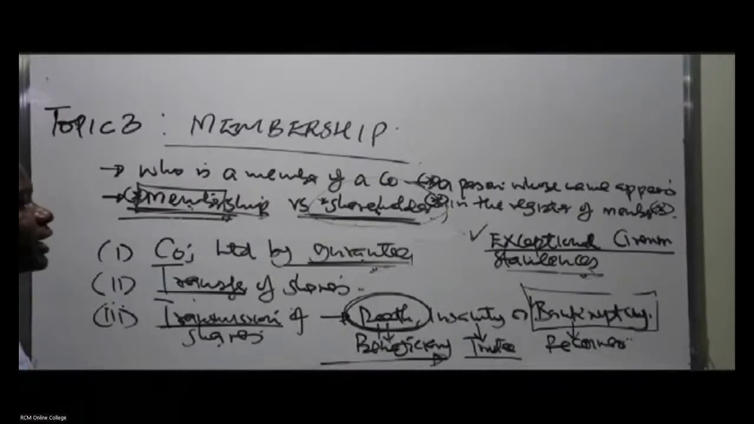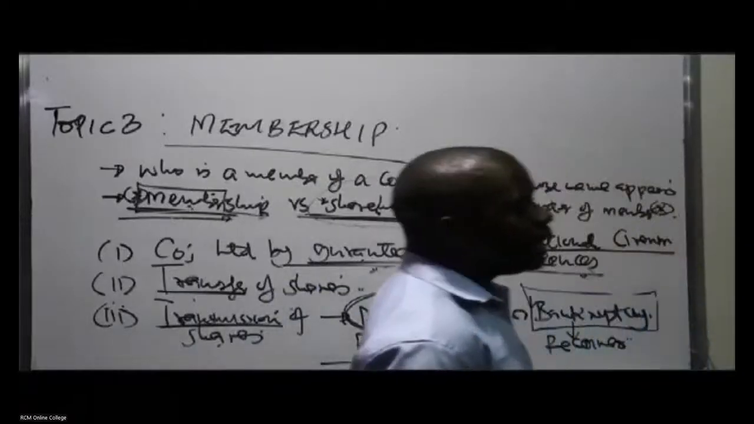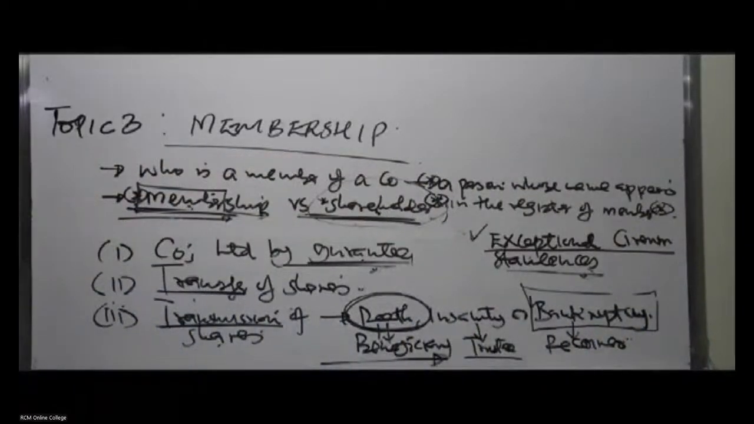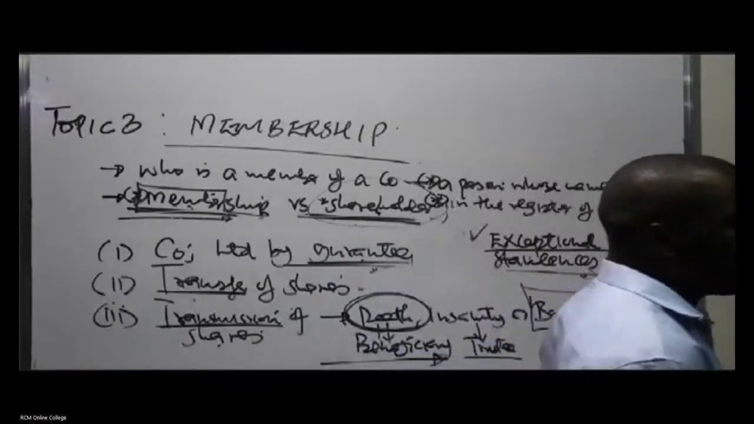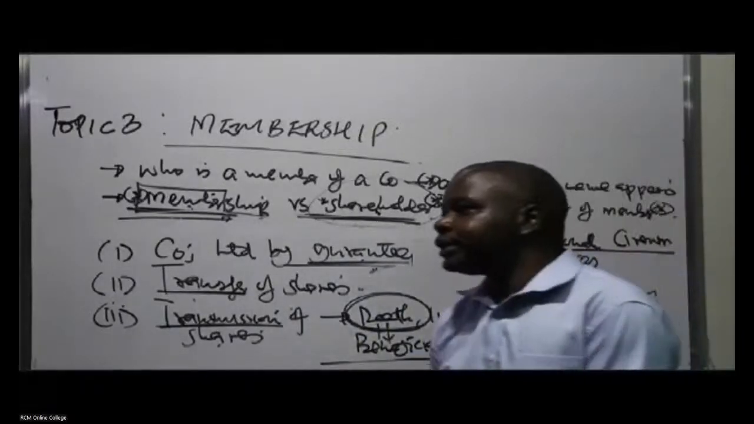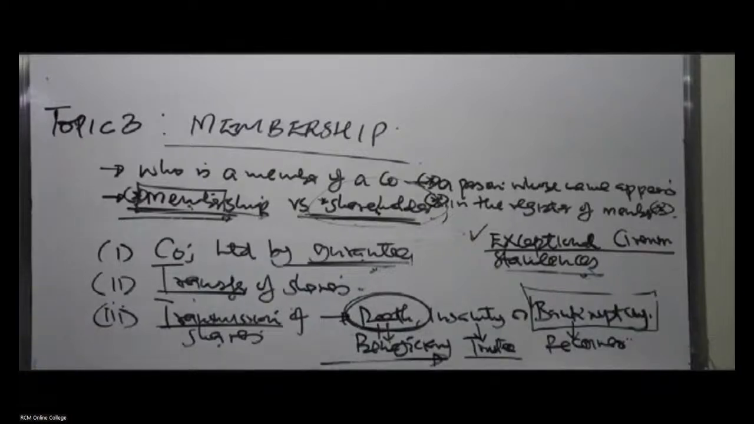So those are some of the exceptional circumstances under which you might find that one is just a member and is not a shareholder, or is a shareholder and is not a member. But of course, generally, the two terms can be used interchangeably to mean one and the same. Membership or shareholding is one and the same, except for the few exceptional circumstances we've mentioned. So you have to take note of that.